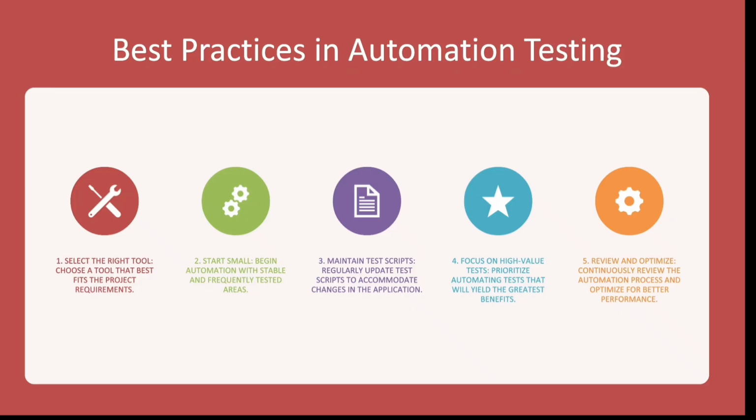Then we have a branch of best practices in automation testing. First, before starting automation testing, we have to make sure the proper tool is selected, meaning which tool is best for this project. Another is that we have to start small. Here we can start by automating the stable and frequent test cases or more critical cases. That is what we need to automate.